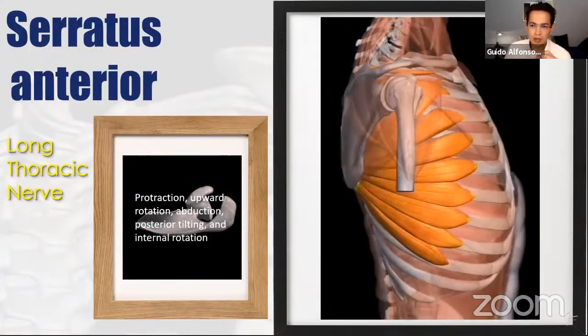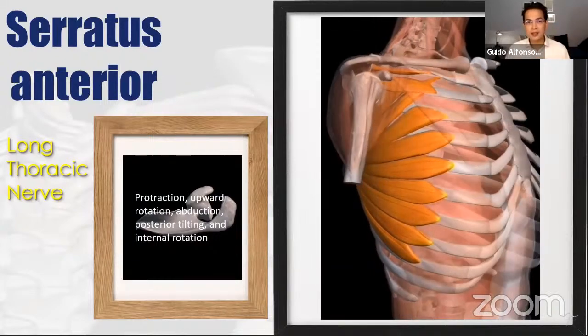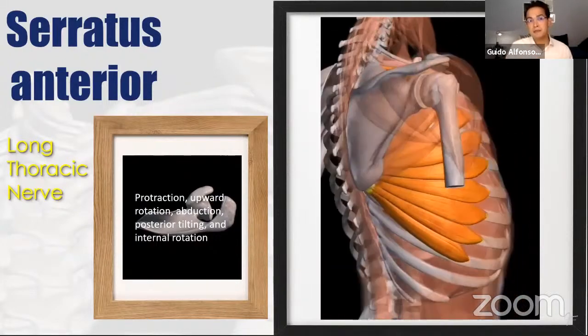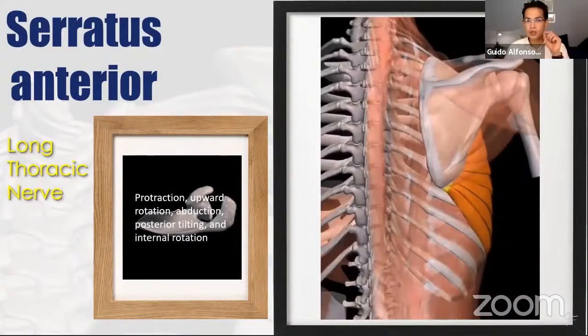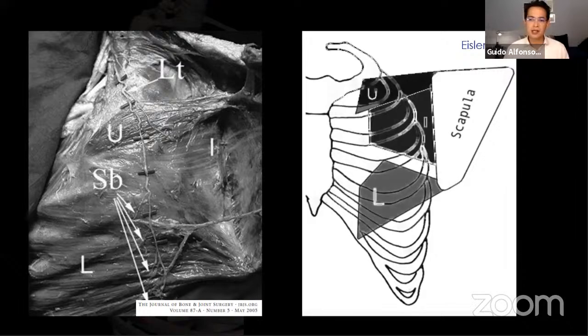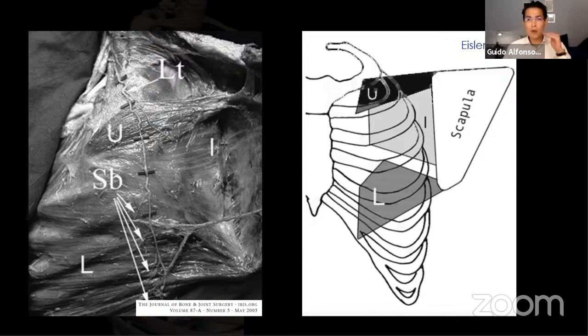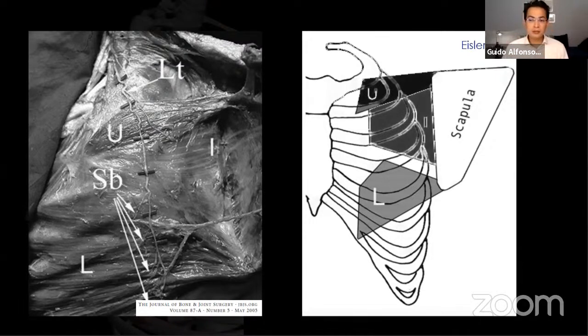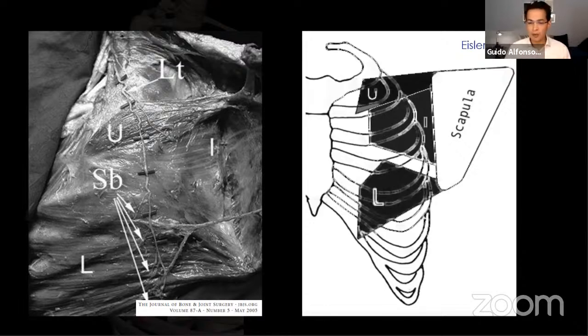Remember, the serratus anterior muscle comes from ribs 1 to 9 and inserts in the anterior part of the medial border of the scapula. But this is not really just one muscle and tendon. It's like three muscles: the upper part, the middle part, and the lower part of the serratus anterior. The upper part helps to protract the scapula a little, but lets the scapula rotate. The middle part of the serratus helps in the protraction of the scapula, and the lower part of the serratus helps the scapula go upward.